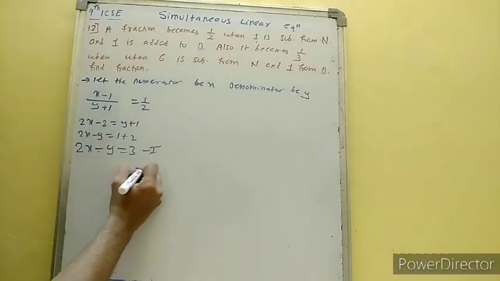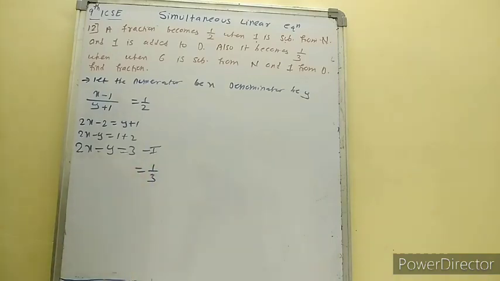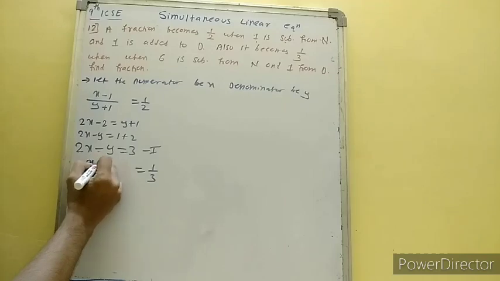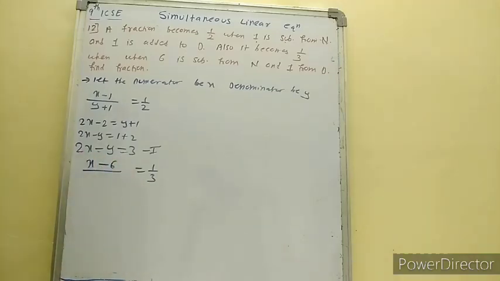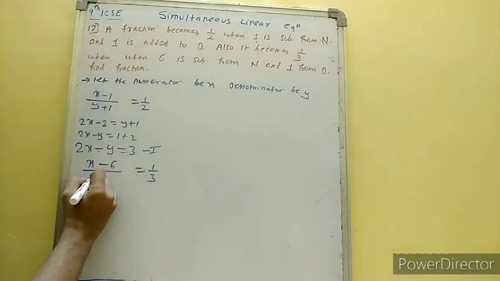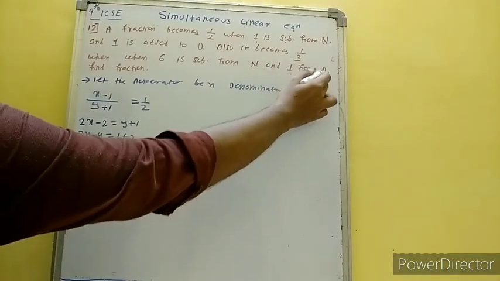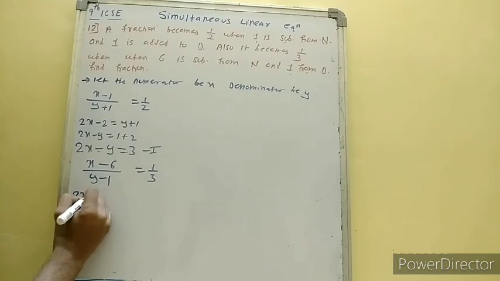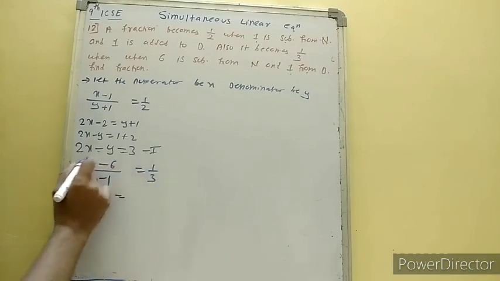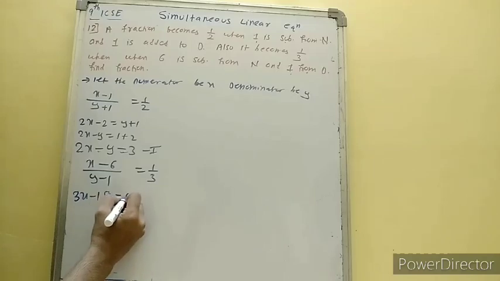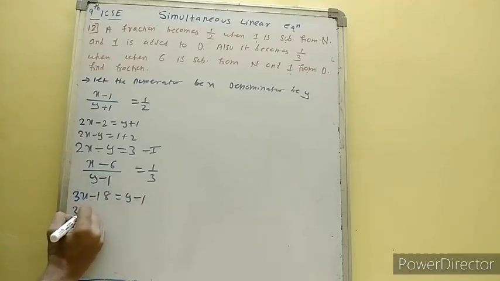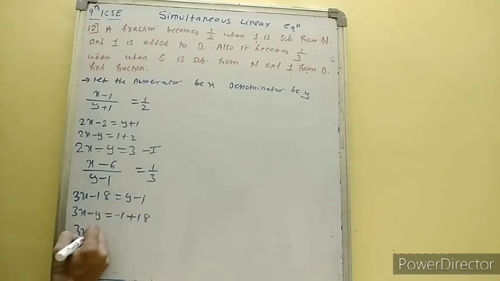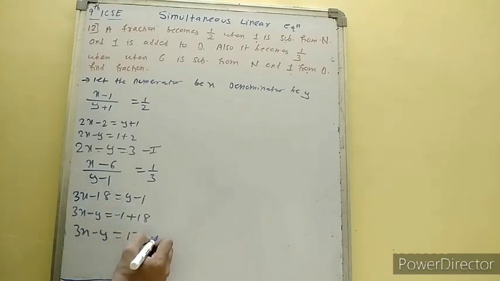And it becomes 1 upon 3. The fraction will become 1 upon 3 when 6 is subtracted from the numerator and 1 from the denominator. So we have 3x minus 18 is equal to y minus 1. So 3x minus y is equal to minus 1 plus 18. 3x minus y is equal to 17.